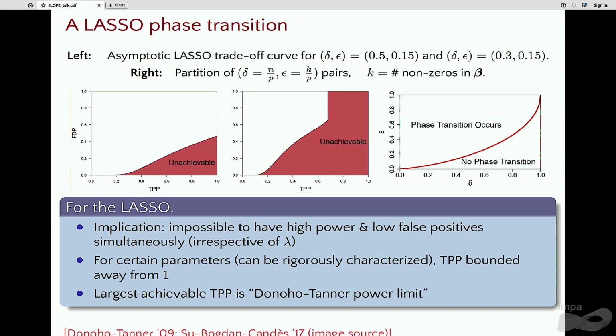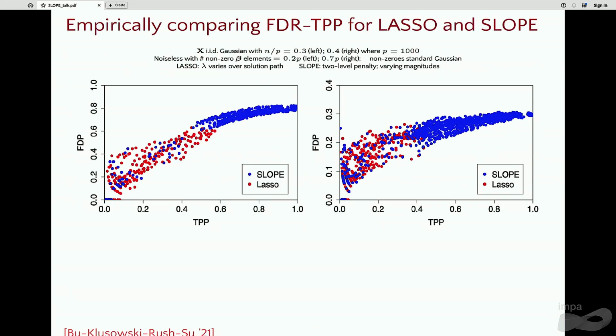Okay, so what we want to do is look and see how SLOPE performs on these same model selection properties. The first thing we did was simulate. Here we've run a number of independent problem realizations for both SLOPE and lasso, where we've changed the lambdas for both across a range of values, and then we've plotted the realized false discoveries and true positives. Here, lasso is the red points, SLOPE is the blue points.